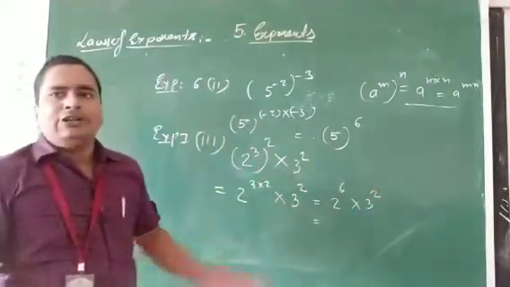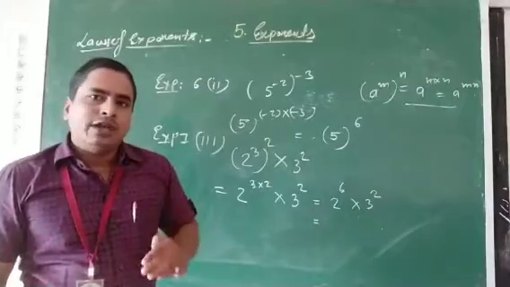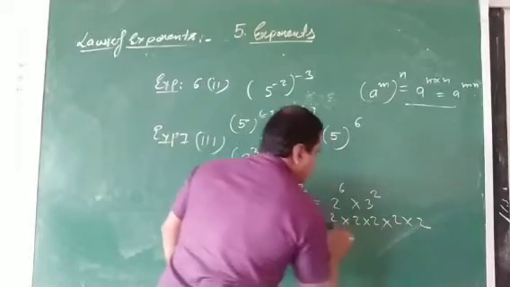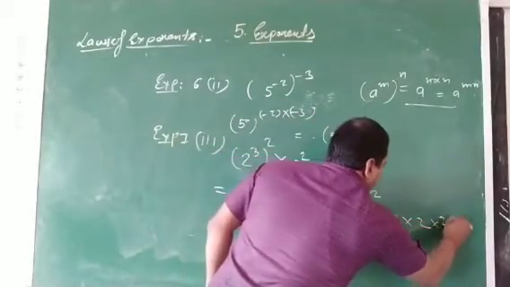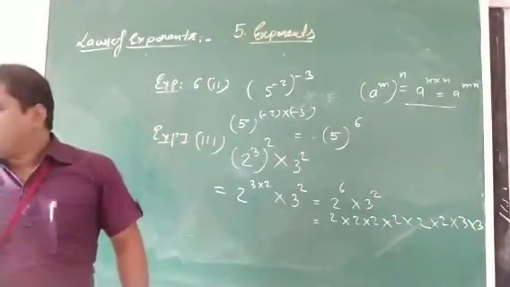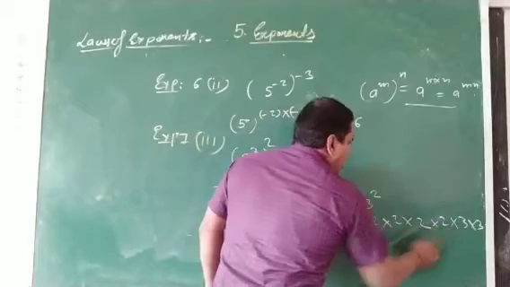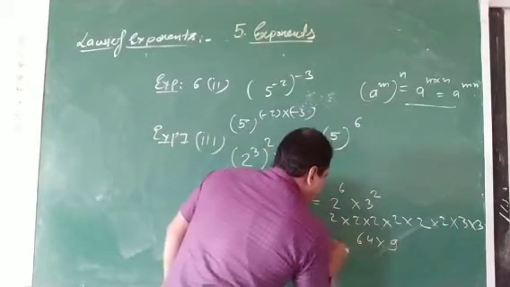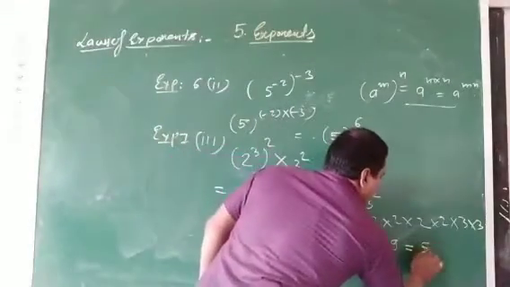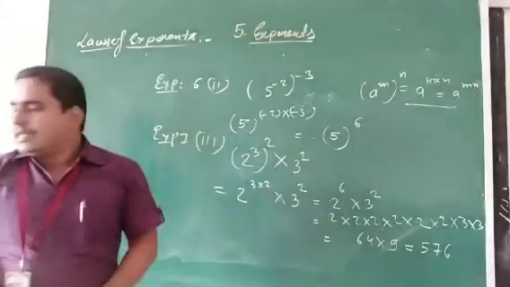Now expand this again. 2 to the power 6 means 2 multiplied by itself 6 times, and 3 multiplied 2 times. So 2 into 2 into 2 into 2 into 2, 1, 2, 3, 4, 5 and 1 more, 6 times, and 3 into 3. Now 2, 4, 8, 16, 32, 64 into 9. Multiply this and you will get the answer: 576. Okay. So in this way we will solve the examples.